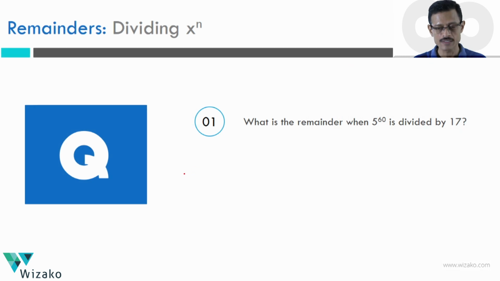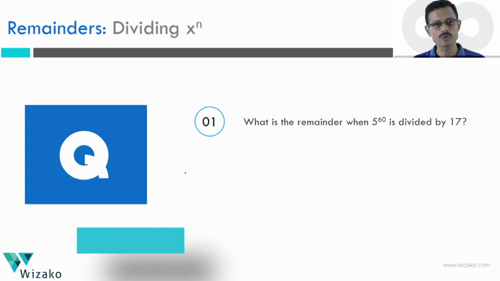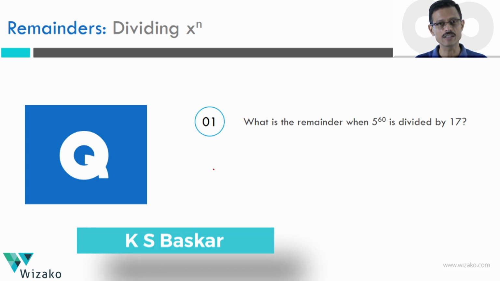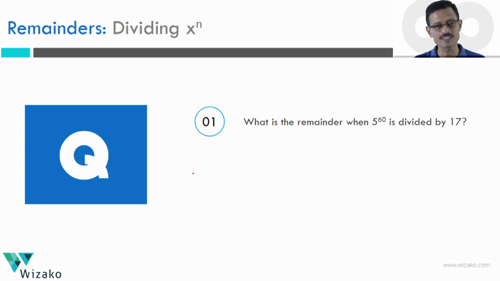Here is another question. This is again dividing an x power n by a number. The way we are going to approach it is a variant, because some of these questions require the second method to solve them more effectively. Believe me, we are nearing the end of the remainders concept, right? We've done quite a lot of this. For those of you who by now are wondering, is there more in remainders? We're almost at the end of it.